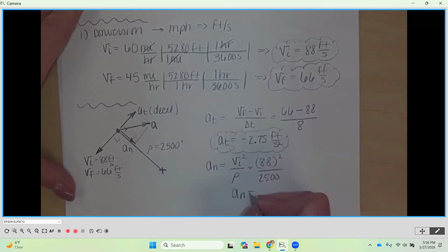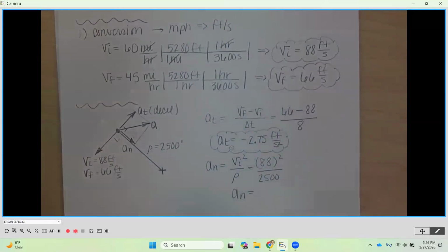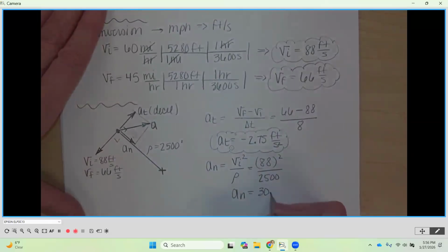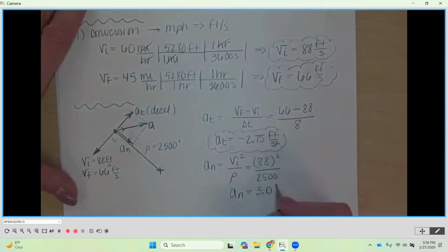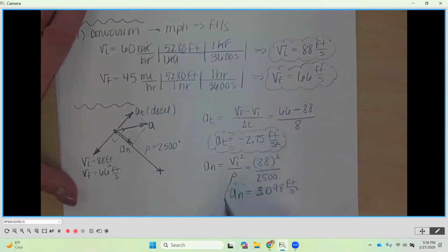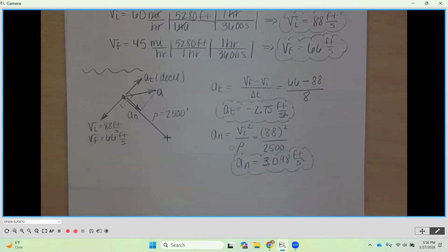So our normal component should come out to be 3.098 feet per second squared for the normal component.